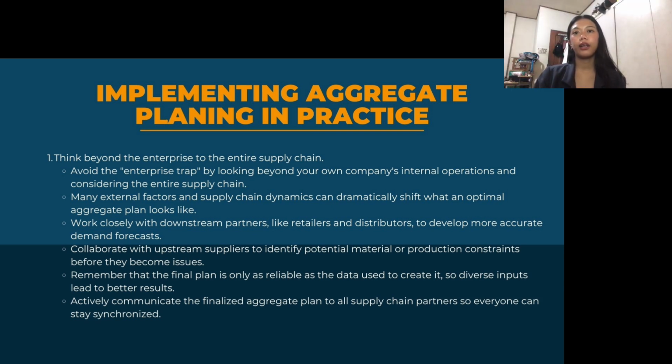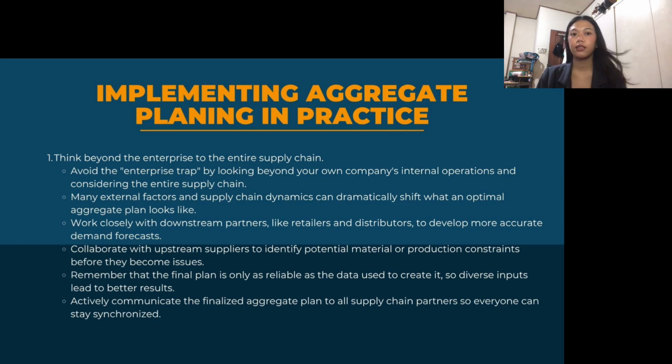For implementing aggregate planning practice, first we have to think beyond the enterprise. So first we have to think beyond our own company walls. Most managers make the mistake of only looking at their internal data, but your business is just one link in a larger chain. So if your suppliers are struggling or your distributors are overwhelmed, your plan may fail. So you have to work with your upstream and downstream partners.